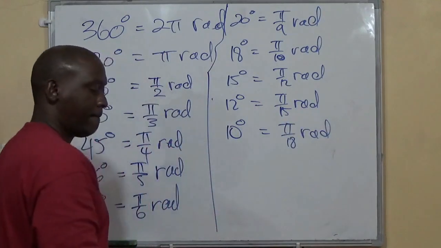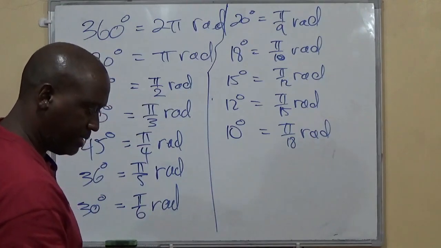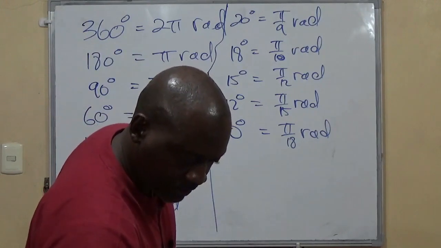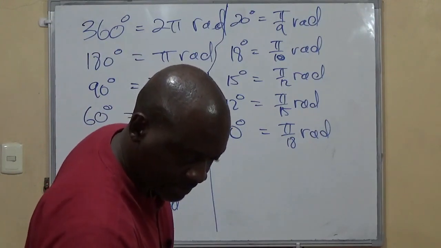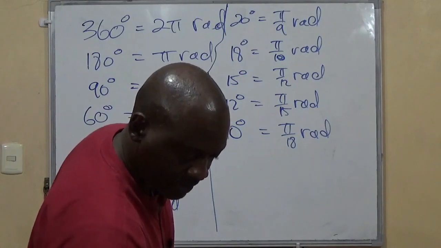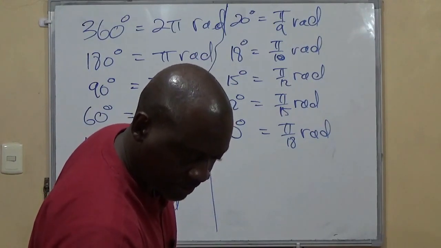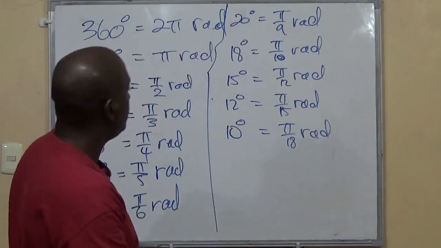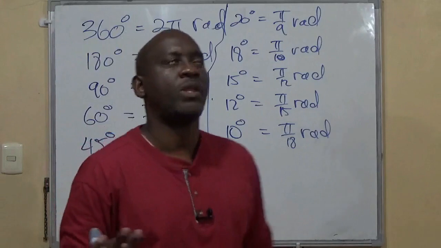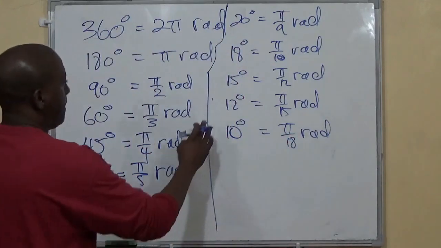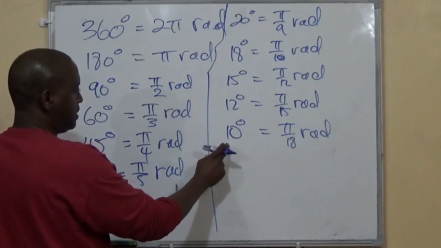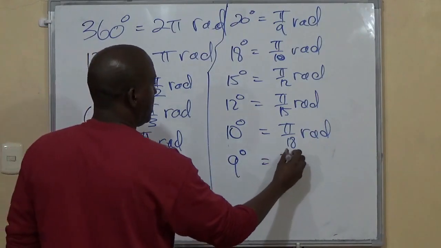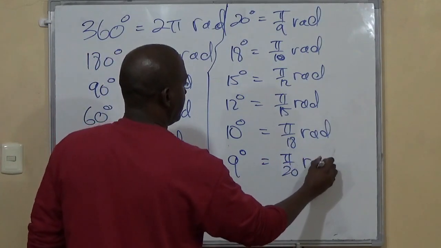We could go even further. Can we divide by 27? 180 divided by 27 is, no. We could, but we stick to integers. 180 divided by 24 is, no. So we divide by 18 and we get this. We divide by 20 and we get 9 degrees is equal to pi over 20 radians.